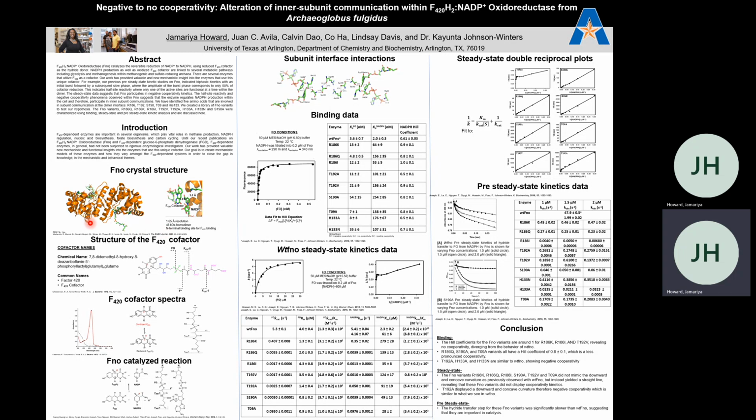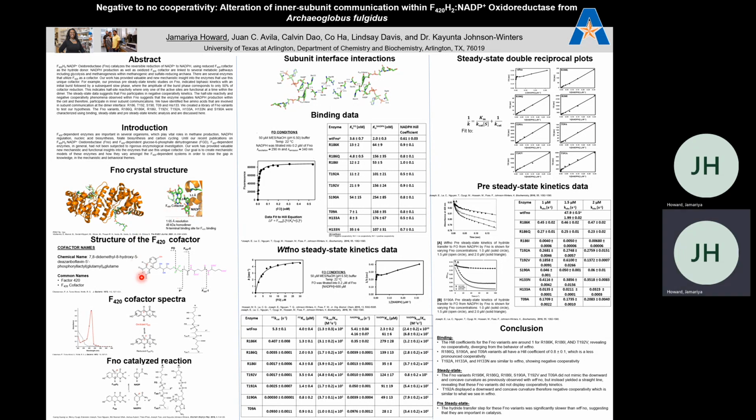This is the FNO crystal structure, so if I were to take this and split it down the middle, you would see two identical subunits. To the right is an expanded view of the active site, which contains one F420 molecule and one NADP molecule, which is about 3 angstroms apart from one another, which is an acceptable distance for hydride transfer to occur.